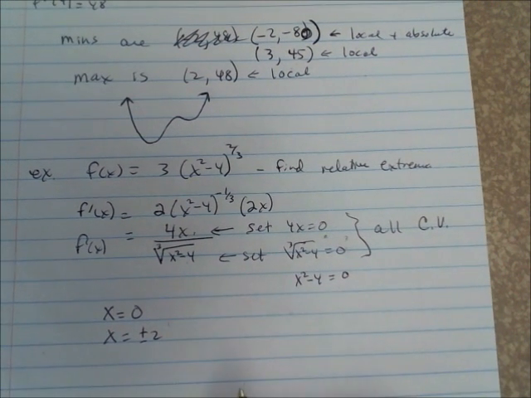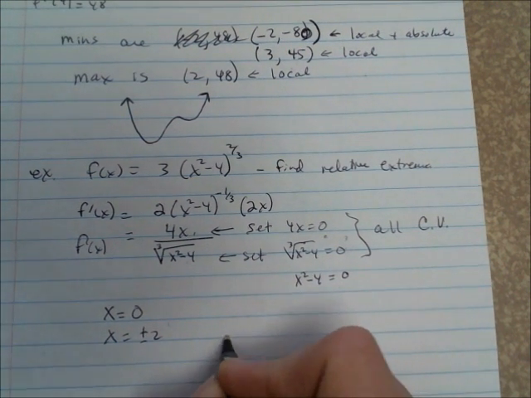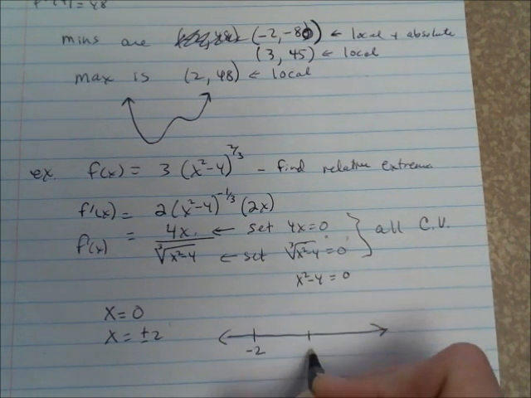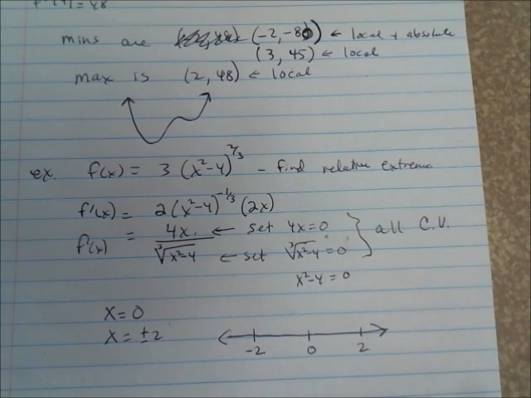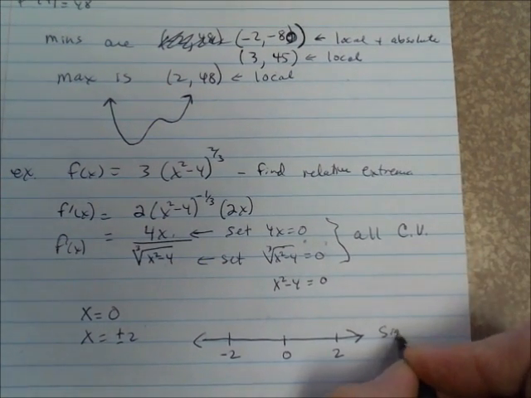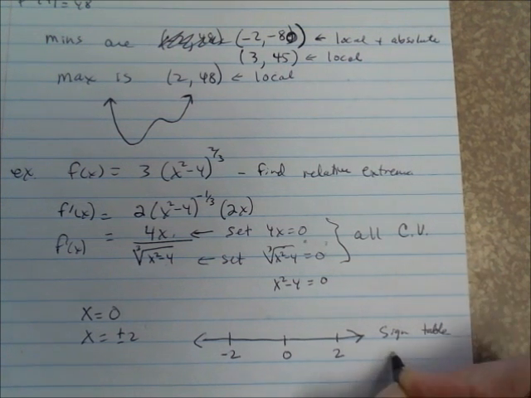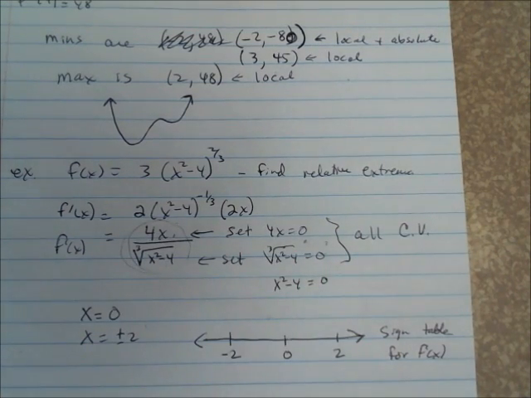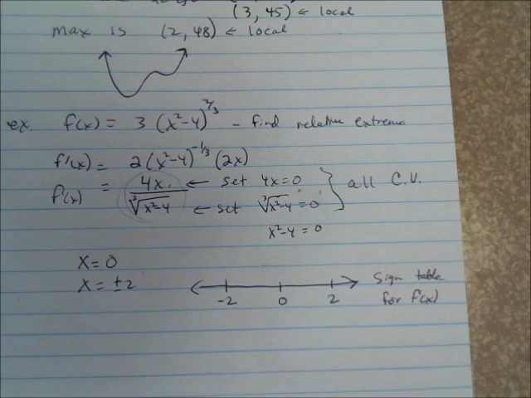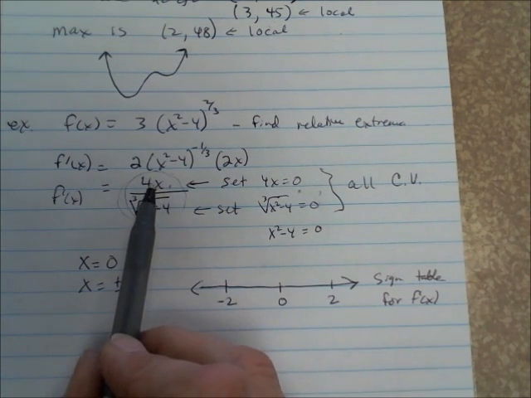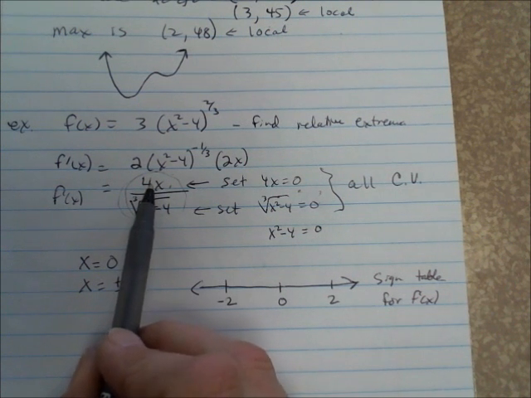So now step 3 says we're going to set up a sign table. A sign table has a -2 and a 0 and a +2 on it. I always say that this is the sign table for f prime of x, not the original function, but f prime of x. We're going to see if these are negative or positive values. So if you plug in a -3 into this, 4 times -3 is -12.